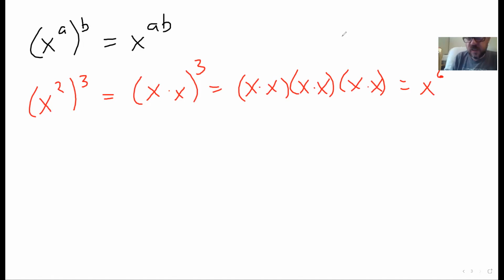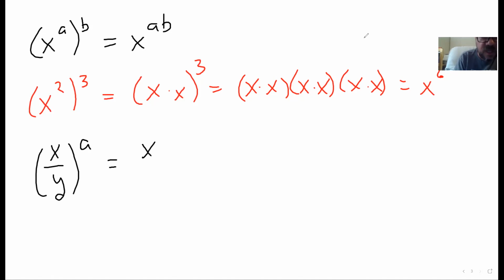All right, let's get into a little bit more with fractions here. If I have a fraction to a power, like x over y to the a, that is x to the a over y to the a. I can just sort of distribute. I hate using the word distribute here because it's not actually the distributive property, but I can sort of distribute the exponent that's outside the parentheses to everything inside. Reason for that? You'll never guess. It's the definition.